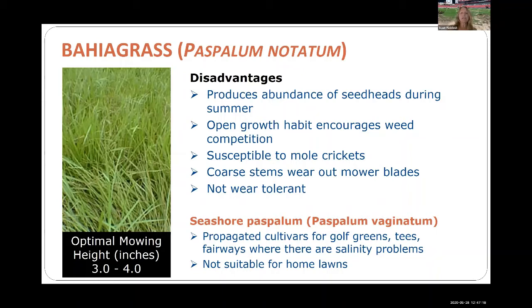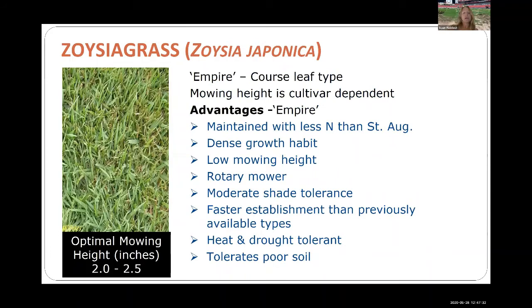The seashore paspalum is a Bahia grass, and it was specifically cultivated for golf greens, tees, and fairways. At one point they were trying to market it for homes, but the research has shown that it just is not a good grass for homeowner areas.